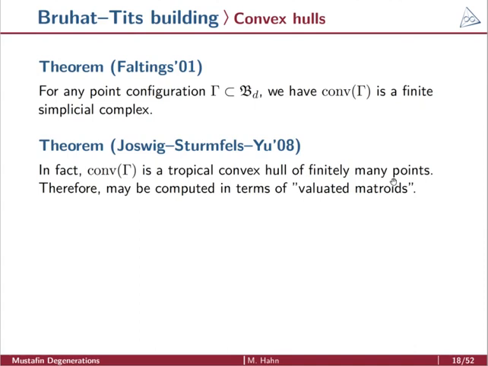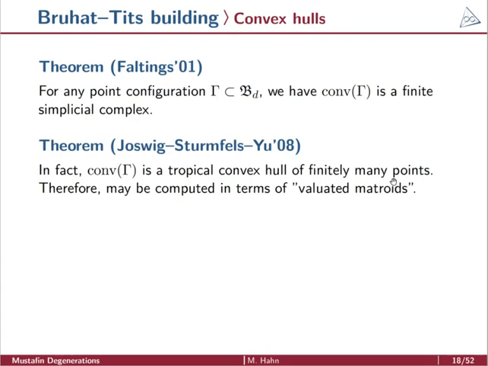And this means that these convex hulls may actually be computed in something that is called a valuated matroid. So you don't have to know what that is, but what's interesting about this theorem by Joswig, Sturmfels, and Yu is that they actually give an algorithm for how to compute these convex hulls in these Bruhat-Tits buildings, and they actually taught it to the computer. So if you're interested in computing these convex hulls, there is a polymake package that has since been improved 2 years ago by Leon Zhang, who really sped that up. And convex hulls in this Bruhat-Tits building B_d can now be computed very, very fast.